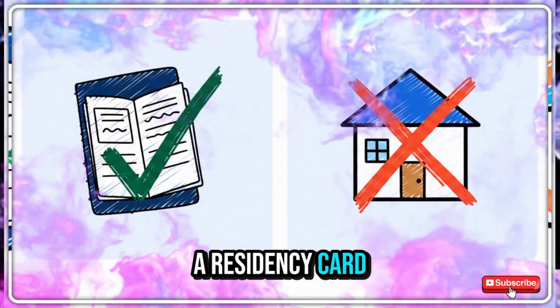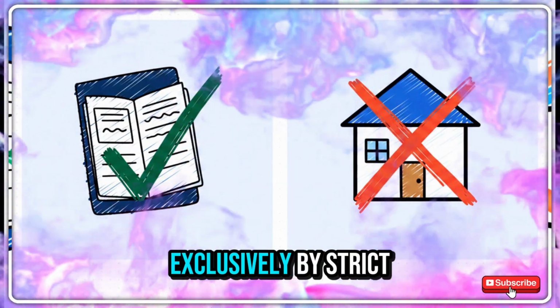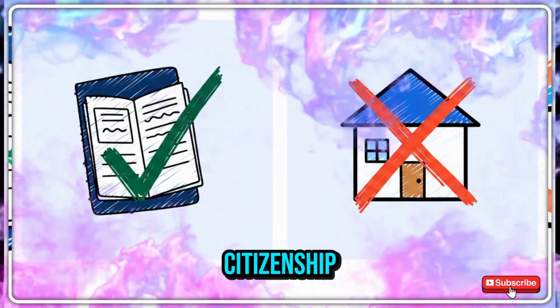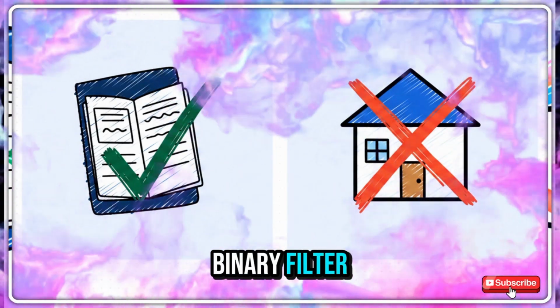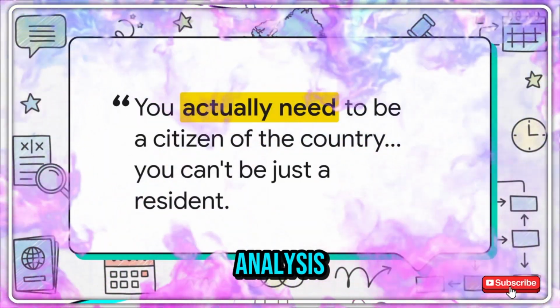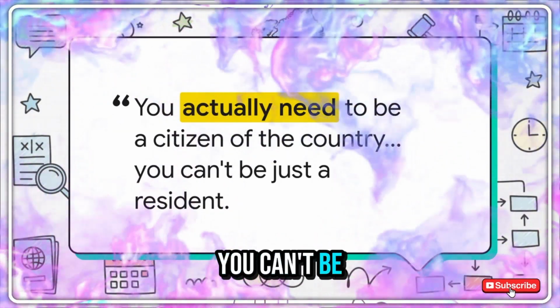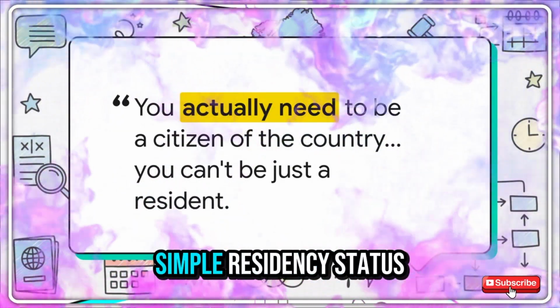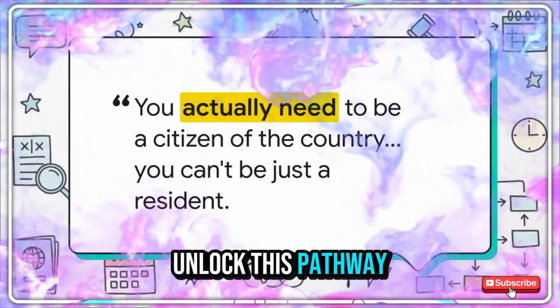A residency card? It's completely irrelevant here. The legal mechanism is triggered exclusively by strict citizenship. The system processes citizenship as a rigid black and white binary filter. To quote directly from expert procedural analysis, you actually need to be a citizen of the country. You can't be just a resident. It's really that simple. Residency status alone simply does not unlock this pathway.